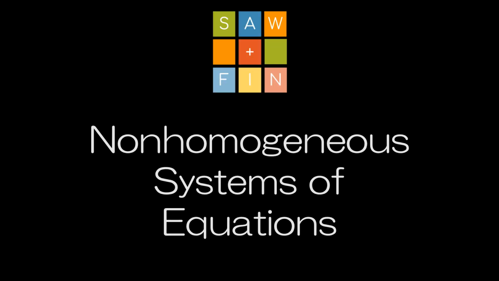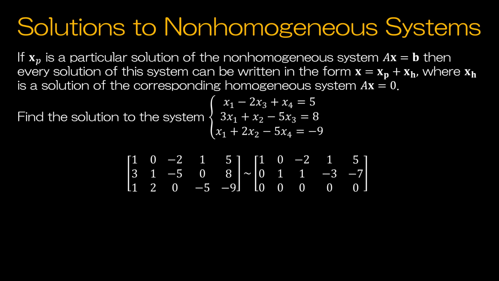Non-homogeneous systems of linear equations. We've done a lot of work lately on how to find the solution for a homogeneous system of equations where Ax is equal to 0. Now we want to take a look at the non-homogeneous system where Ax is equal to b. Now, the good news is the way that we've been solving for when Ax is equal to 0 is similar to what we're going to do here.